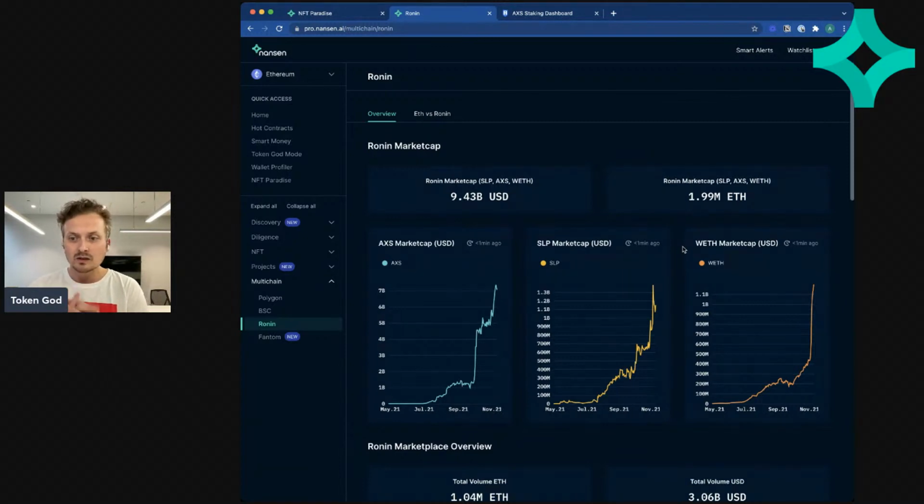And soon, TM, we're going to have multi-chain dashboards for other chains such as Celo and Arbitrum. And more chains coming soon as well. So stay tuned for that.